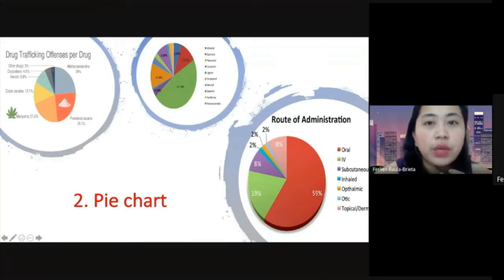In our example here, we have drug trafficking offenses per drug. As you can see, there's a very big representation for cocaine, marijuana, methamphetamine, and crack cocaine. So it's very visible using a pie chart to represent less than 7 categories.